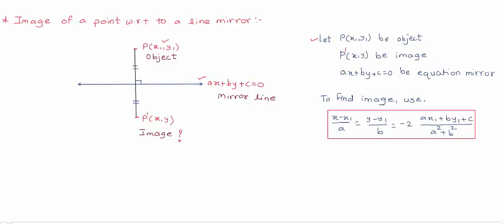So to find the image, we use this shortcut. It is (x − x1)/a = (y − y1)/b = −2(ax1 + by1 + c)/(a² + b²). Students, you substitute the values of the object, that is x1, y1, and a, b, c. If you substitute these values here, you can easily find the coordinates x and y.